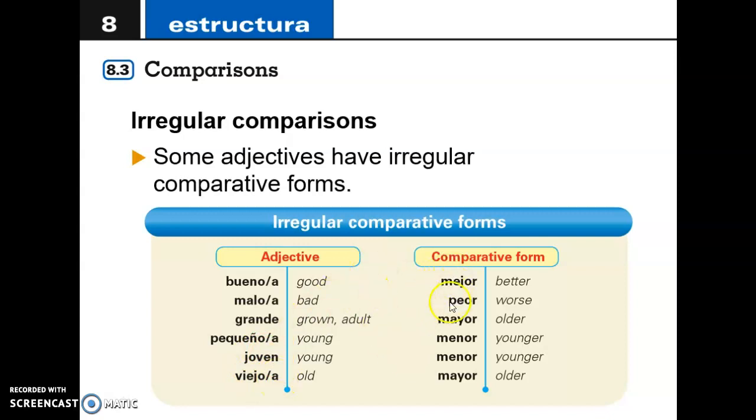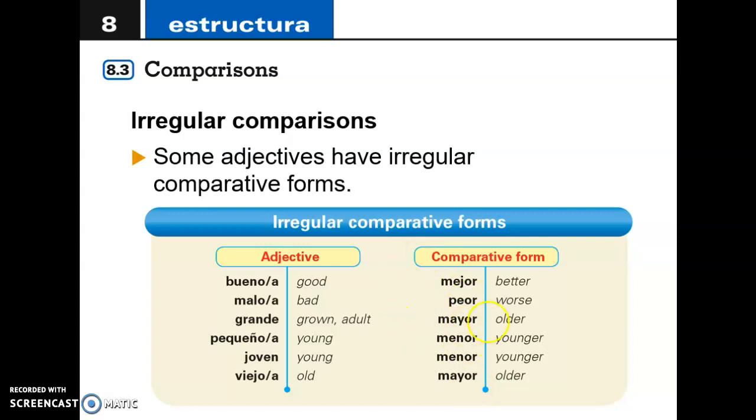If we want to use these to compare, bueno or buena is going to turn into mejor. Just like you don't say gooder, we also have an irregular, and that irregular is going to be mejor, better. Malo, we don't say más malo or menos malo. That would be something like badder, which doesn't really sound good. So we're going to say peor, which means worse. Grande, we're going to use mayor. Sometimes if we want to talk about age, we say mayor, older. Pequeño or pequeña, we say menor for younger. Joven, we'll also say menor. And viejo, vieja, we say mayor for the comparison.